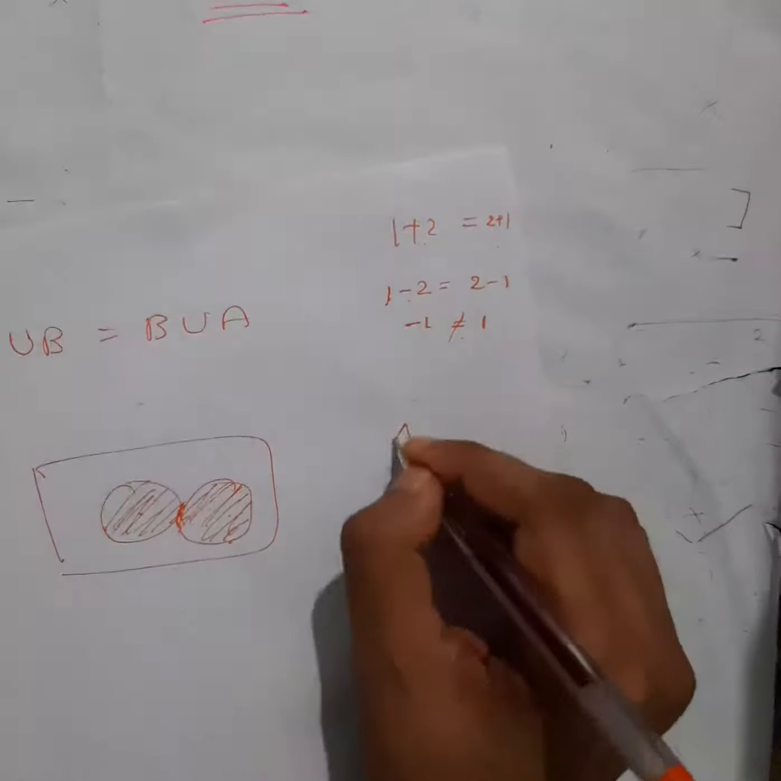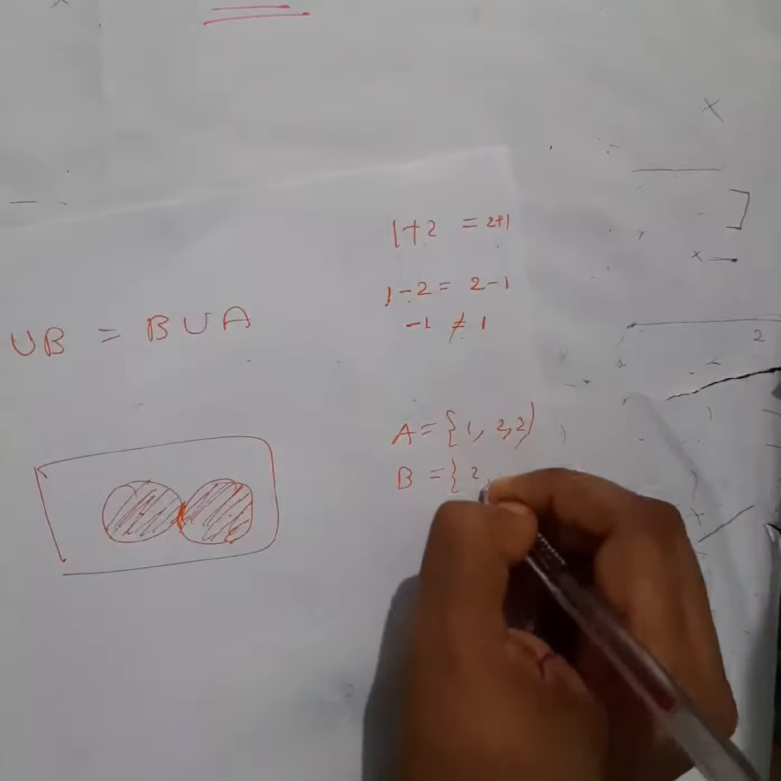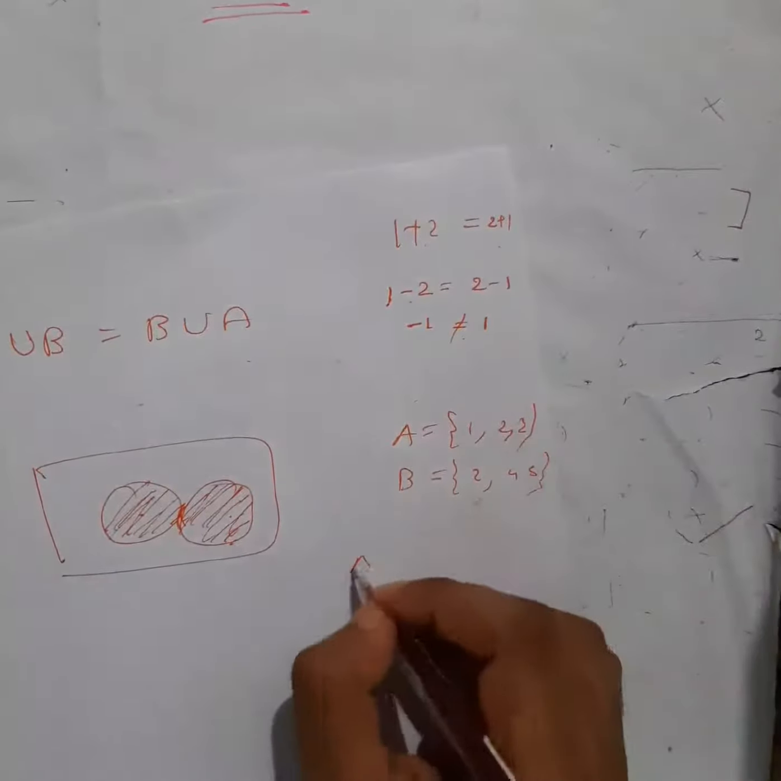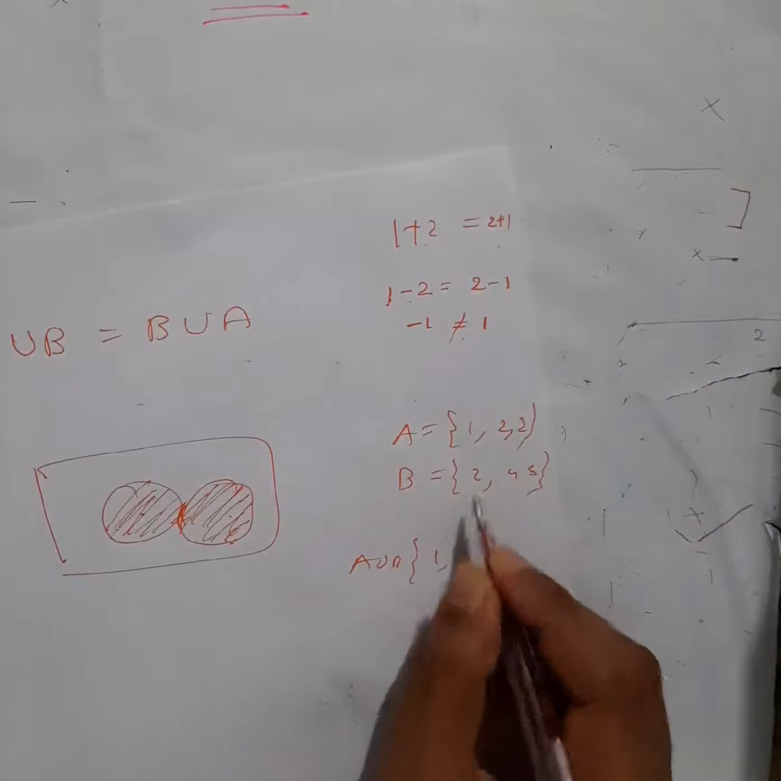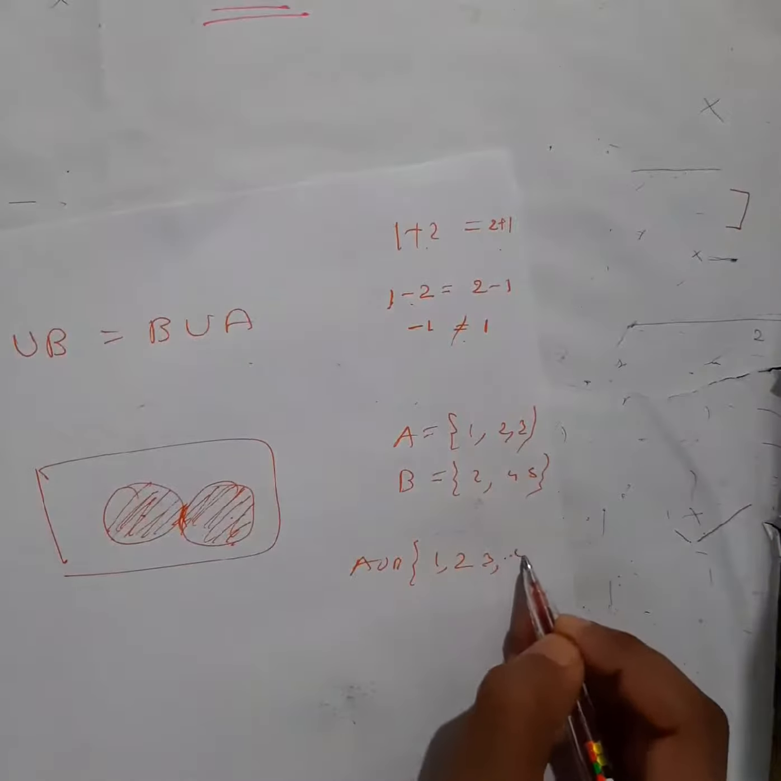Okay, if you take an example, for example A is 1, 2, 3 here, B is 2, 4, 5 here. What is A union B? All elements of A and B, right? Whatever elements you have, you will write here: 1, 2, 3, 4, 5.